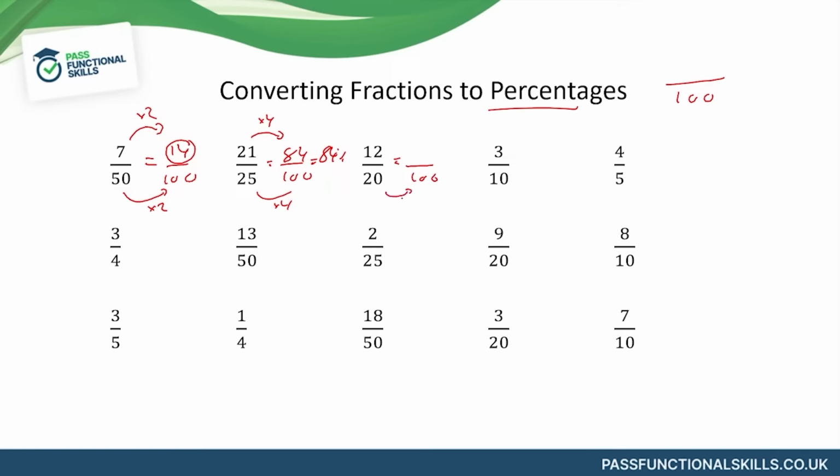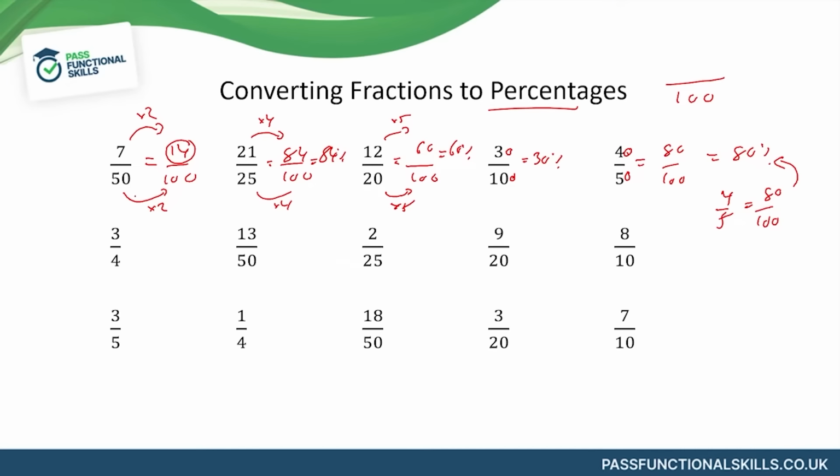20 times by 5 is 100, so 12 times by 5 is 60, so that's 60%. 3 over 10 is the same as 30 over 100, so that is 30%. 4/5 is a bit of a tricky one, but what you could do is turn them into 50ths, 40 over 50, which is the same as 80 over 100, so 80%, or alternatively 4 over 5 is the same as 8 over 10, 80 over 100, so 80%.